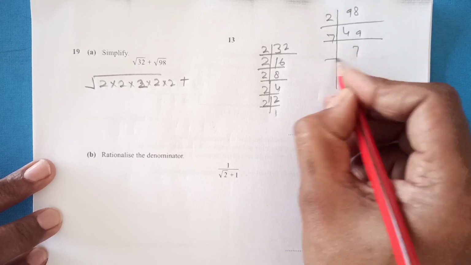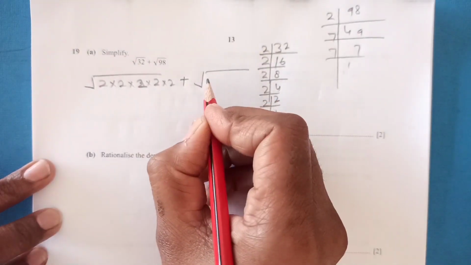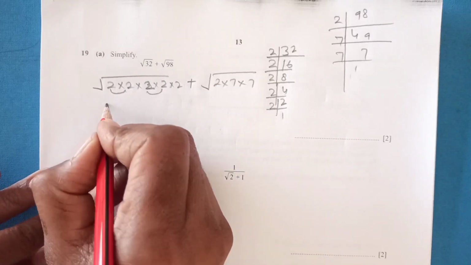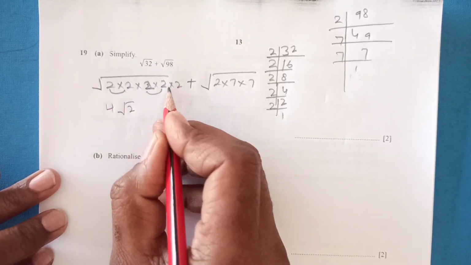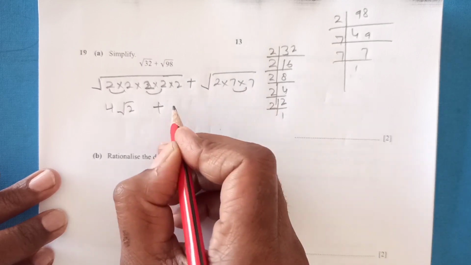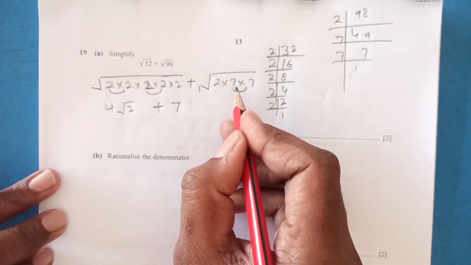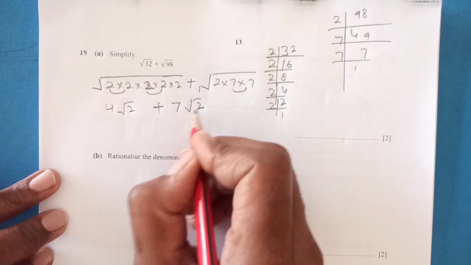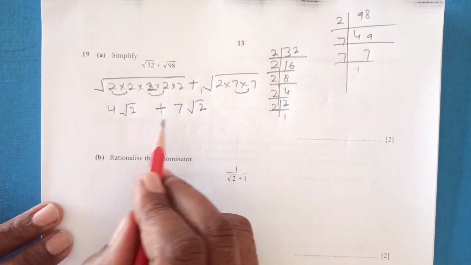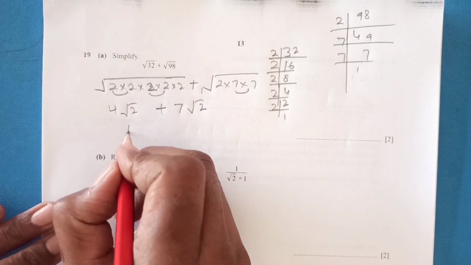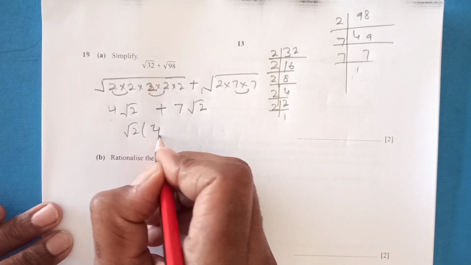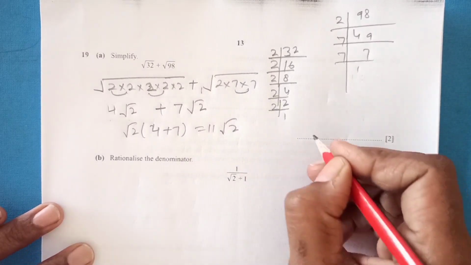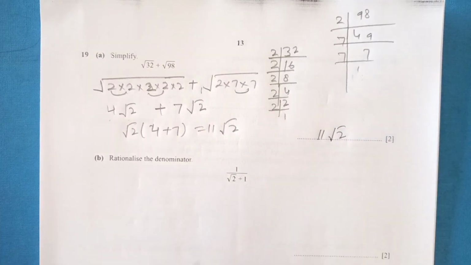Then 7 times 7. So this is 2 times 7 times 7. So here this will be 4. Inside we are left with only square root 2. The 7 is out because it is the square root of 7 squared, and then this is going to be the square root 2. Now you see, root 2 is common, so we have 4 plus 7, which is 11 square root 2. So the final answer is 11 square root 2.